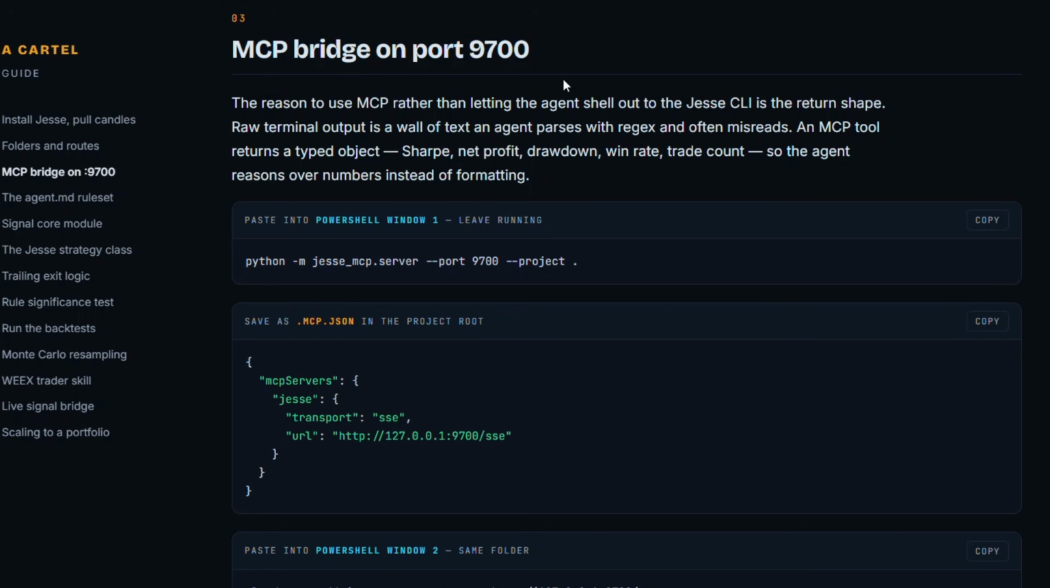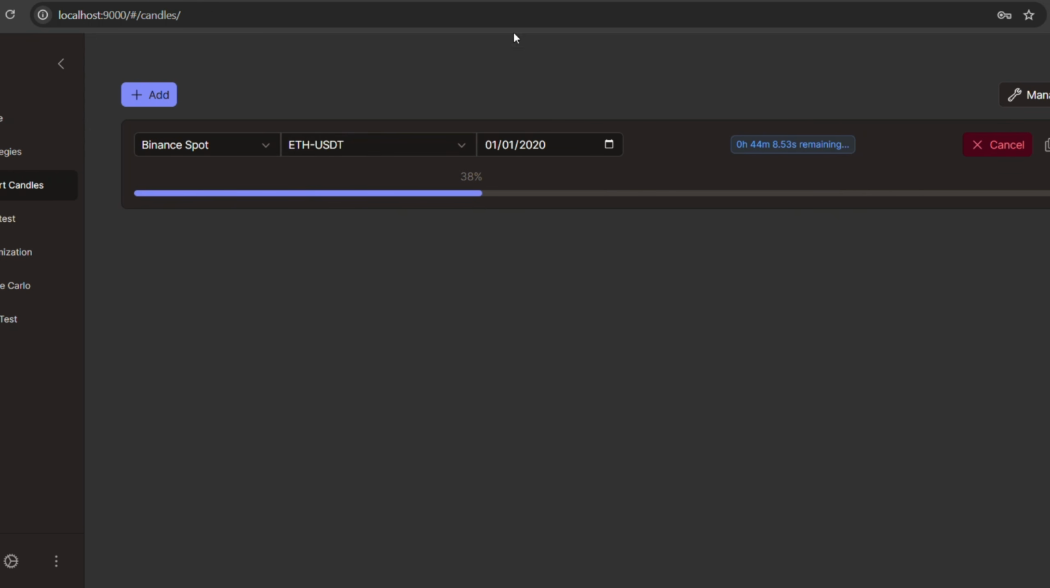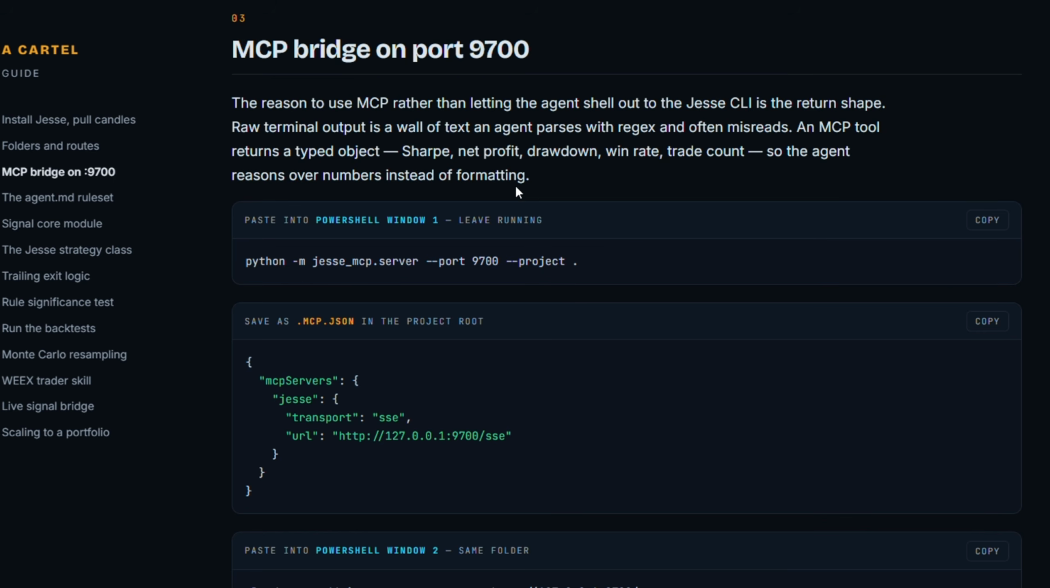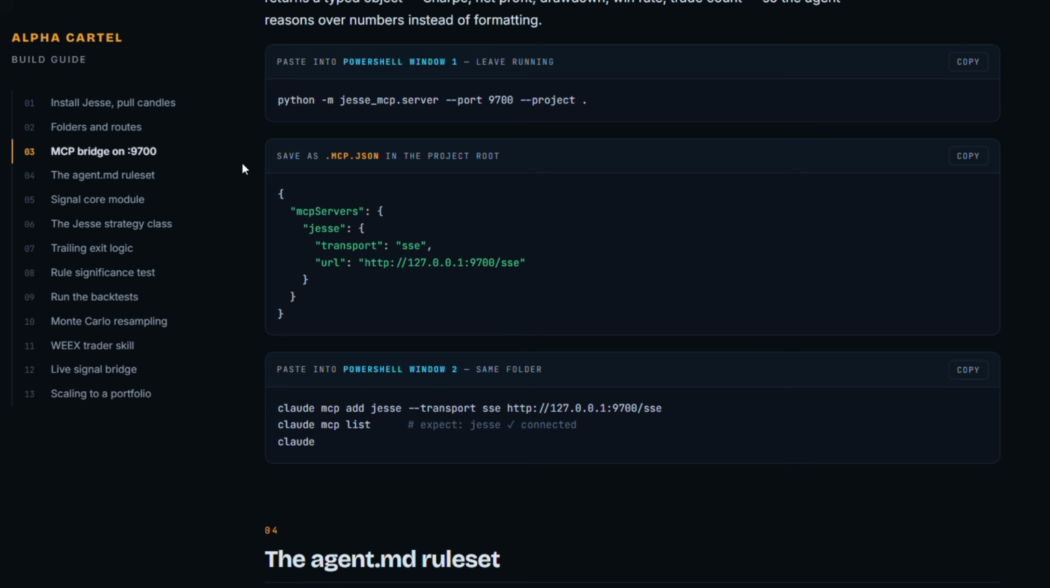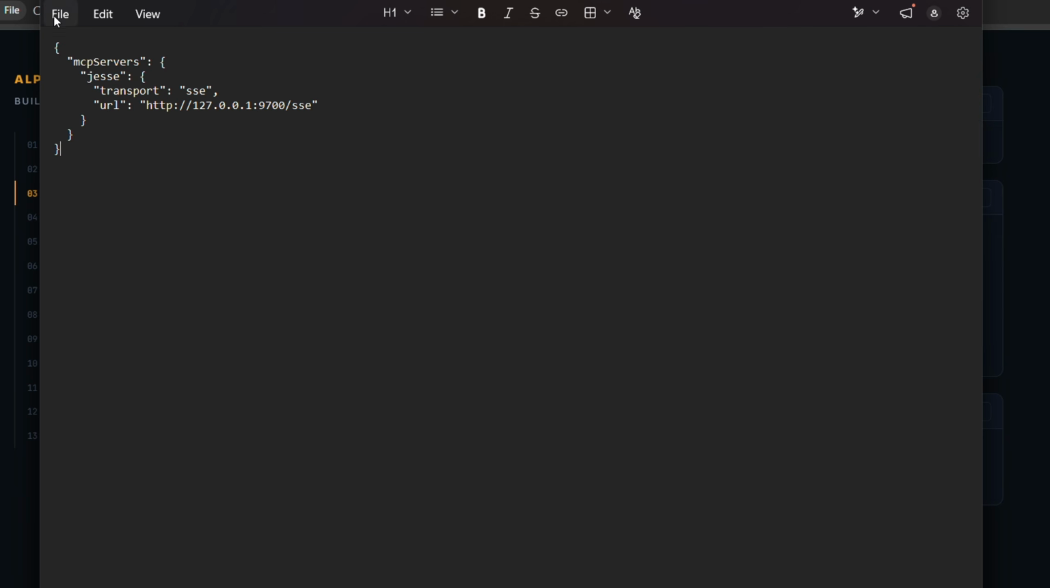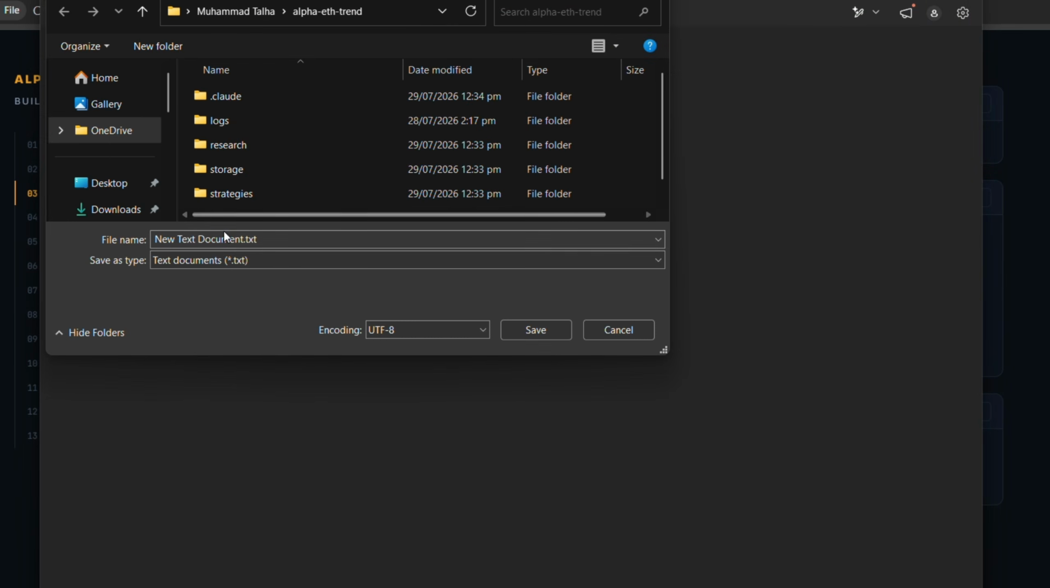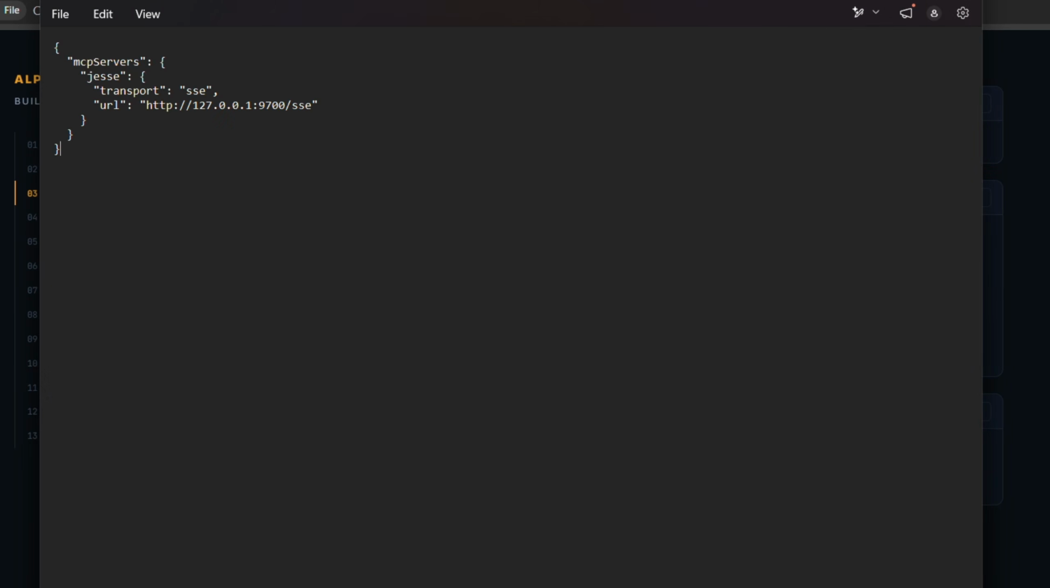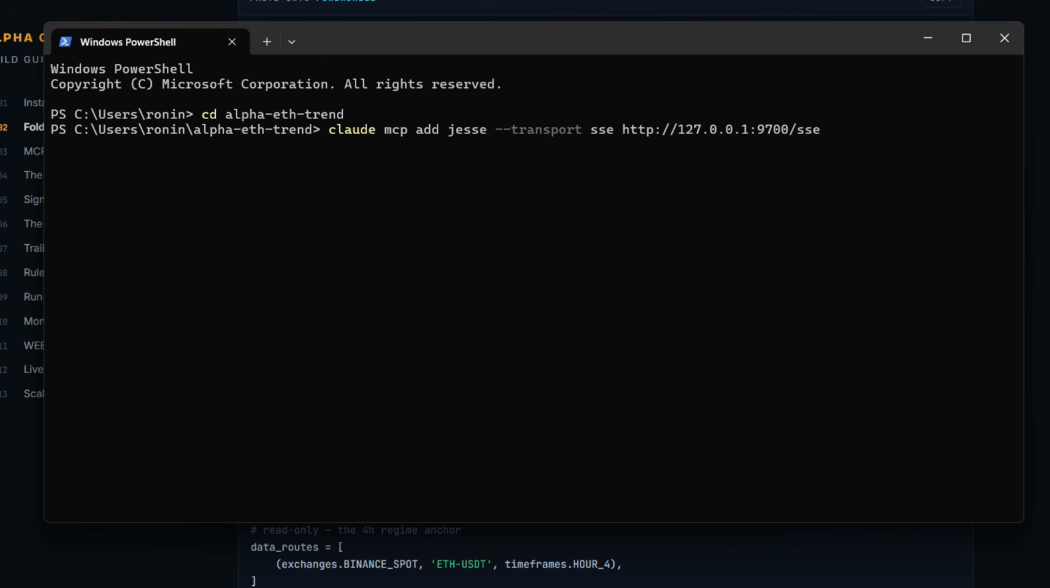The reason to use MCP rather than letting the agent shell out to the command line is the return shape. Raw terminal output is a wall of text an agent parses with regex, and it misreads it. An MCP tool returns a typed object, so the agent reasons over numbers instead of formatting. That's also what makes the guardrails enforceable, because it can't claim it passed a test whose result it never received. And guardrails are next, because right now, this thing has capability and no constraints.